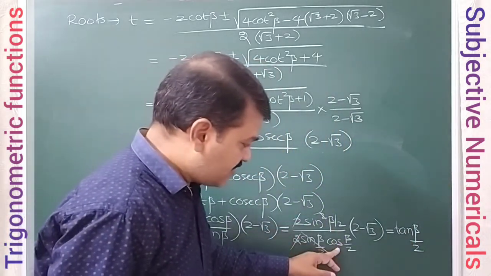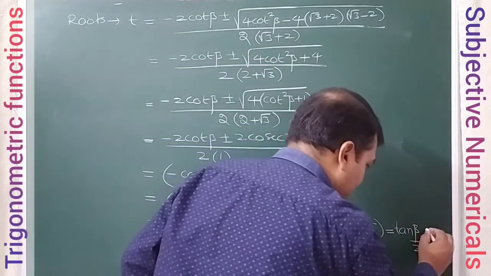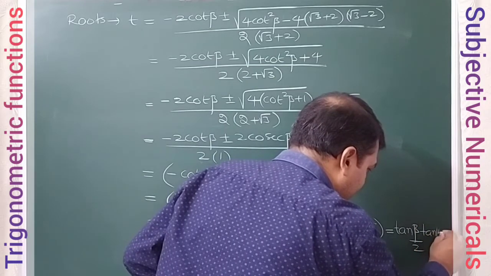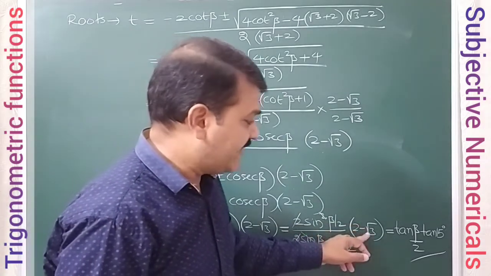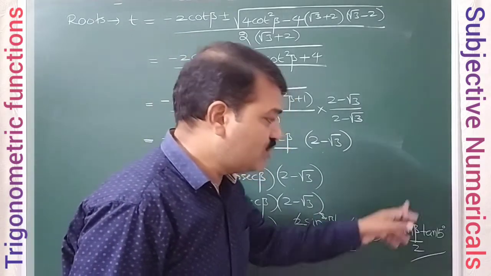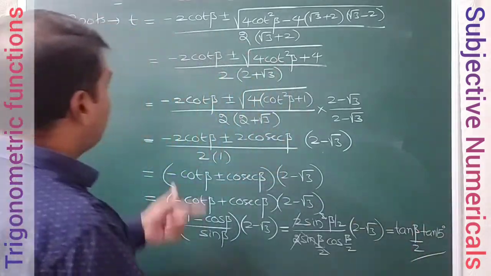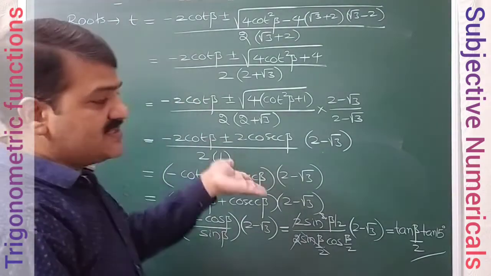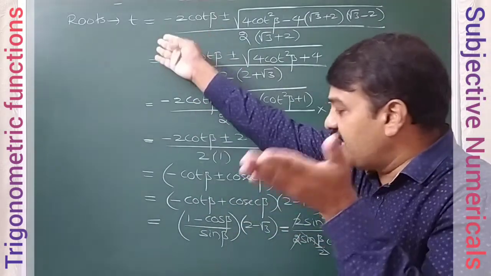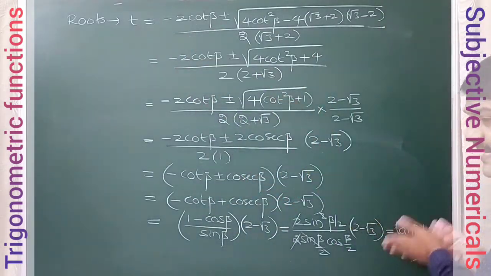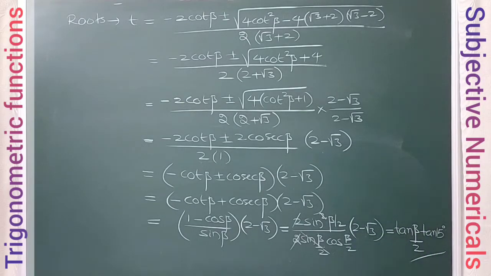sin beta by 2 by cos beta by 2, and 2 minus root 3 is actually tan 15 value. So for 2 minus root 3, you can write tan 15 also. So tan beta by 2 into 2 minus root 3, that means tan beta by 2 into tan 15. So this is the final required answer, and this is for t. What is t? T means tan x by 2. So tan x by 2 we have taken as t. So tan x by 2 value we got as tan beta by 2 into tan 15. Okay, so let us move on to next question now.